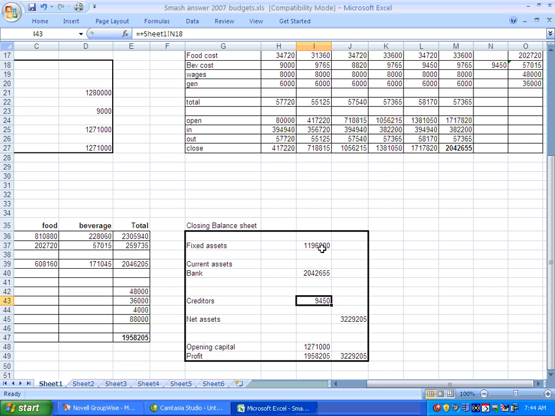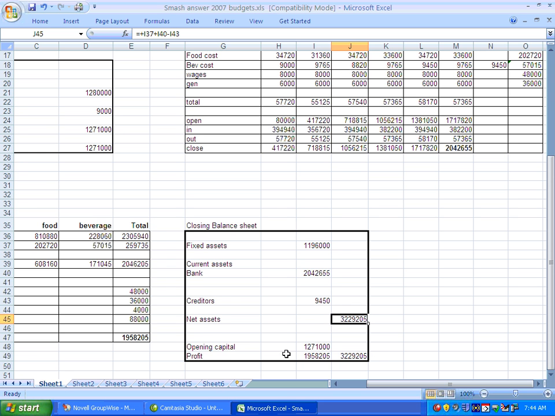The fixed assets have gone down a bit because of depreciation. The bank has changed because now we've done some more business. We've started with 80,000 and it's gone up to 204,000. 2,042,000 there. Net assets, fixed assets plus the current assets minus the liabilities.